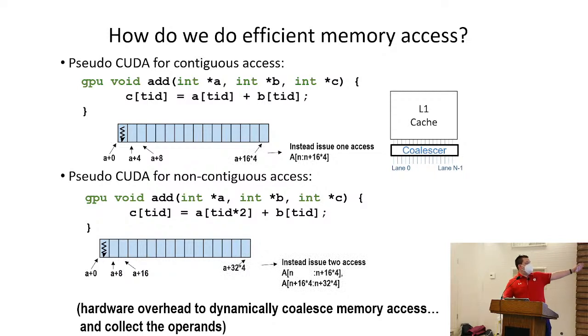Where we have to access these extra ones, that means we have to actually generate multiple requests to the memory subsystem, whereas in the first one we had one big request for all the threads that we wanted.